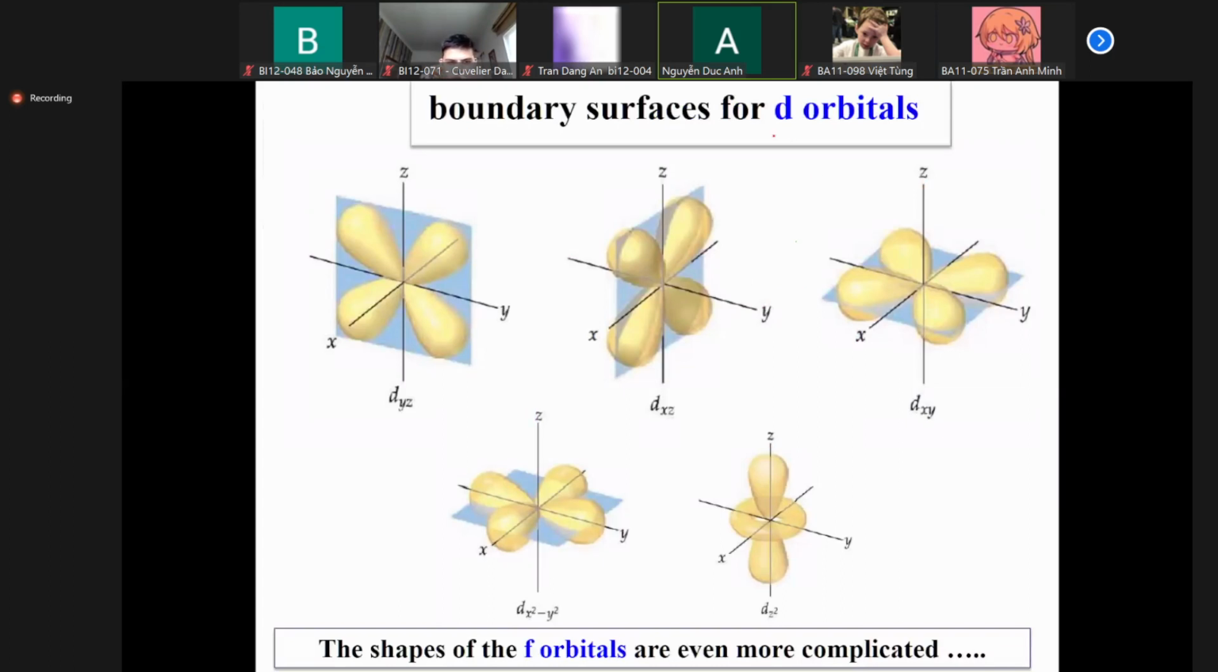The next one is the d orbitals. D orbitals are a little bit more complicated. Actually, they are much more complicated. For elements whose last electron is in d orbitals, like transition metals, the properties are much more complicated. You may see in the next lectures how d elements become very complicated. So, okay, let me take a look.